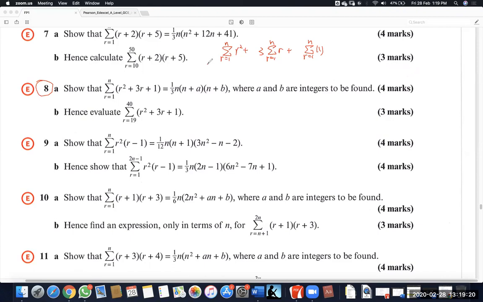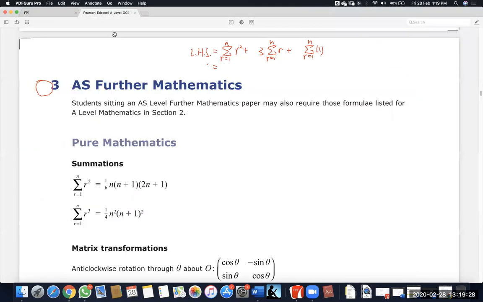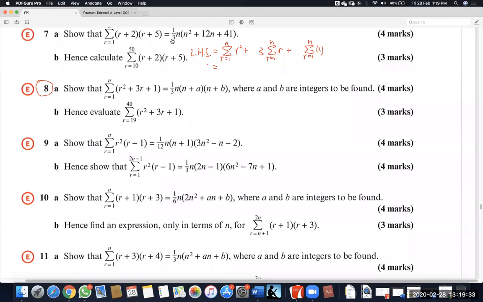I mean, no question for this one. So for the left hand side, you get this one, and then summation r squared. If you forget, you need to go back to the formula. So it's 1 over 6, n times n plus 1 times 2n plus 1. Summation r is n over 2 times n plus 1. And then here plus n, okay?